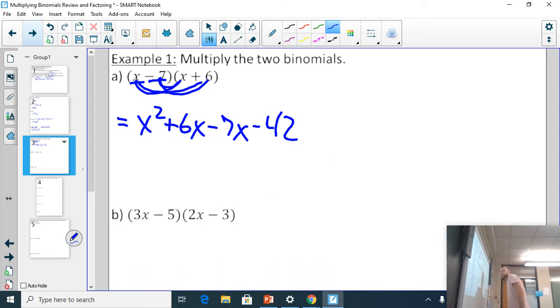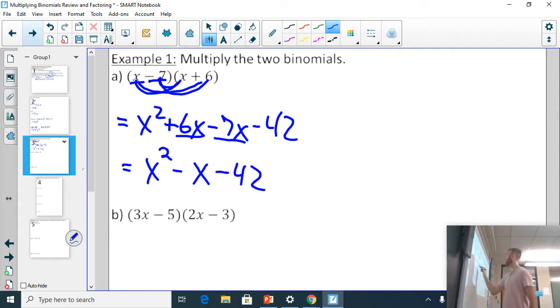And now we have some like terms, right? We have plus 6x minus 7x. If we have positive 6 of something and we take away 7 of that something, we should have minus 1 of that something left. So plus 6x minus 7x is going to be negative 1x, which is the same thing as just negative x. And then that minus 42 is still out front.